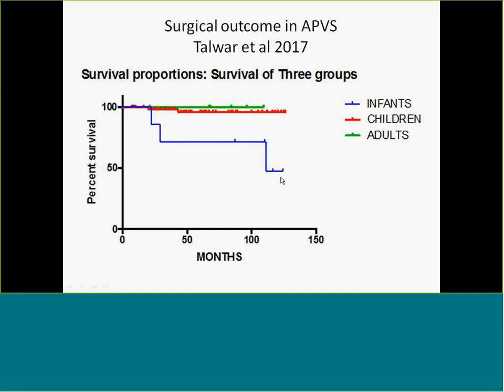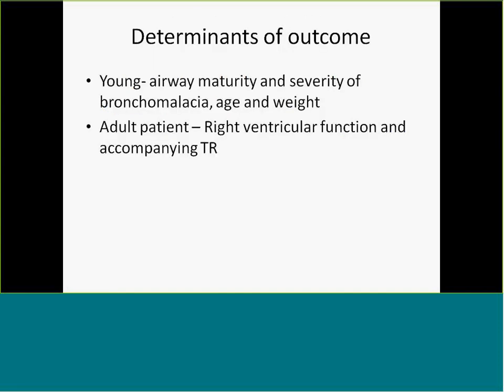Determinants of outcome. Age. Obviously, age is associated with immature airways. The airways are small, they do not have adequate cartilage, they are not strong enough to bear the compression, and the degree of bronchomalacia is high. Therefore, lower age and lower weight typically have bad survival. As in the other patients, the right ventricular function and accompanying tricuspid incompetence are determinants of outcome.